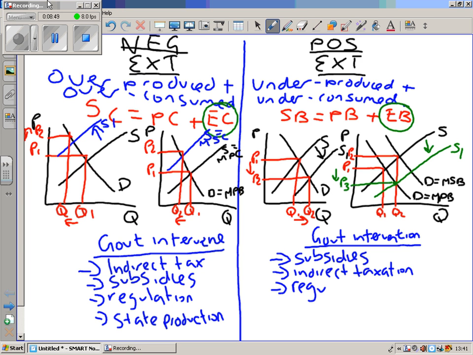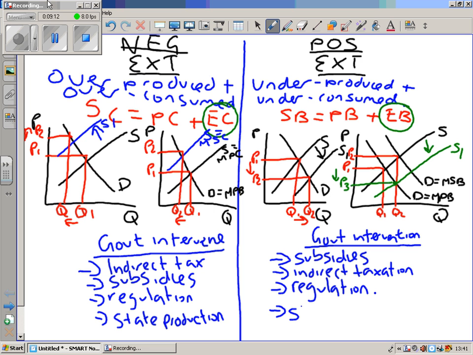Again, we can use regulation. So here we impose legal requirements for people to consume positive externalities. So for example, with education, we know it creates external benefits, so more skills in the economy, more productivity in the future. We can force people to study. For example, study till the age of 16, makes it compulsory.